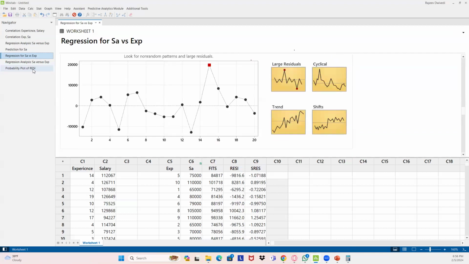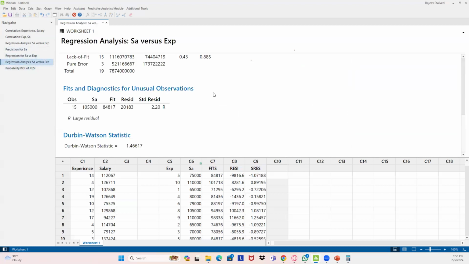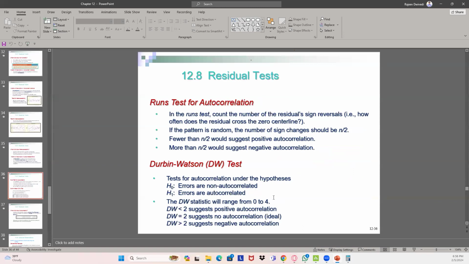Now we see the Durbin-Watson test. The value of the DW test is 1.466. What is the meaning of this? The DW value ranges from 0 to 4. If DW is less than 2, positively autocorrelated. Equal to 2, no autocorrelation. More than 2, negative autocorrelation. The null hypothesis says errors are non-autocorrelated, and here the errors are autocorrelated. So basically the second hypothesis, the alternative one, is correct.